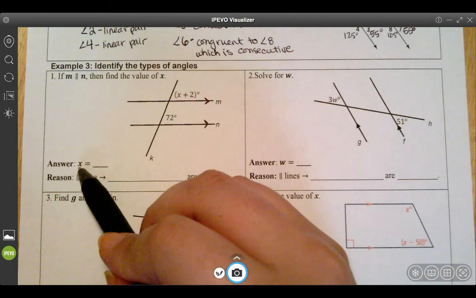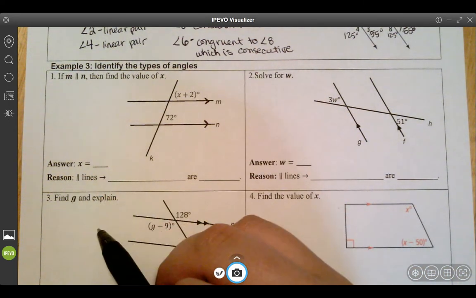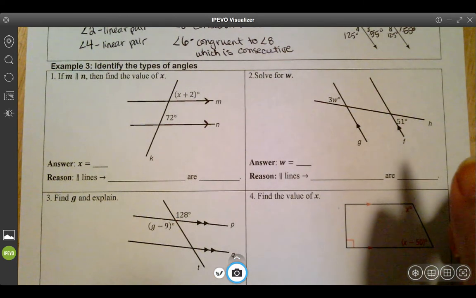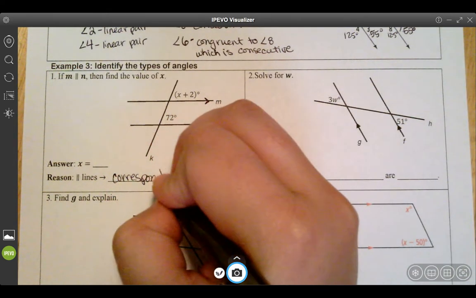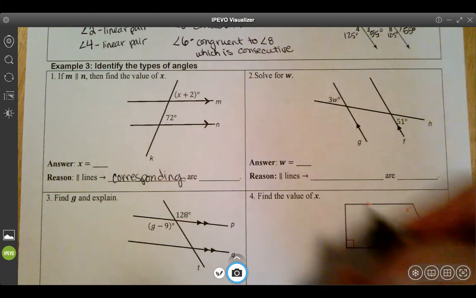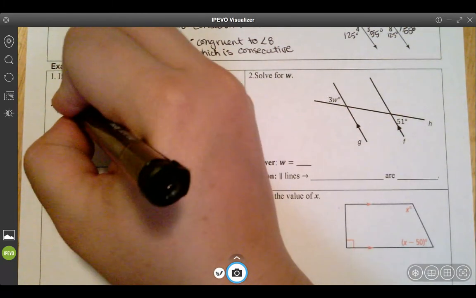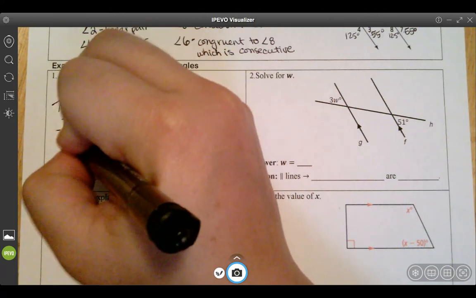So we want to find the value of X and we want to say the reason. Well, let's start with the reason. We have parallel lines, so we know that these 2 angles are corresponding. And corresponding angles are they supplementary or congruent? Corresponding angles are congruent. I'm going to use the congruency symbol. So if these 2 angles are congruent, then 72 equals X plus 2 minus 2. 70 equals X.